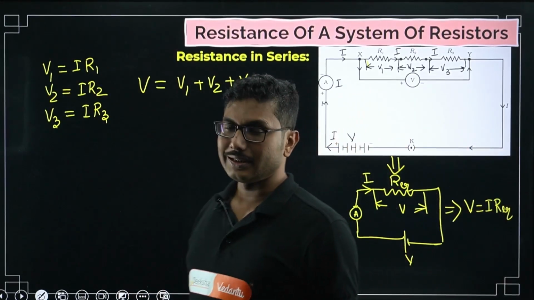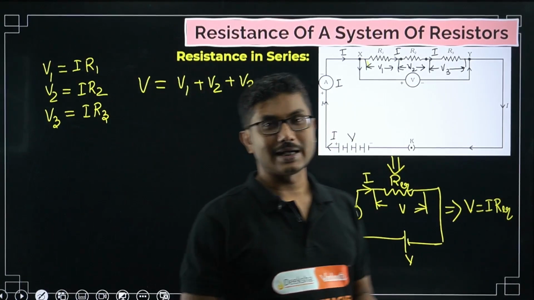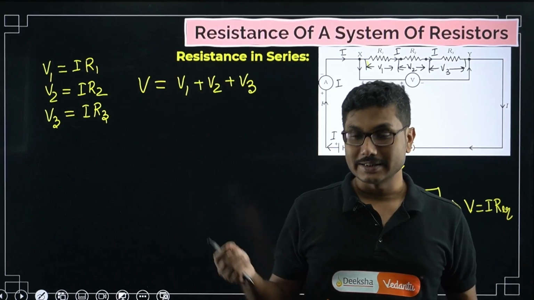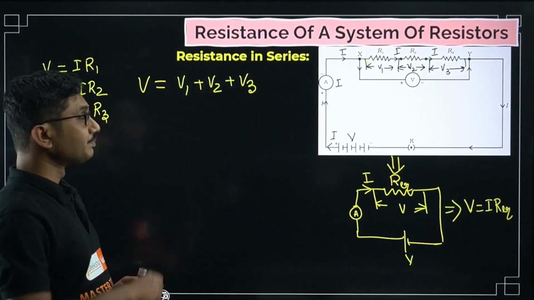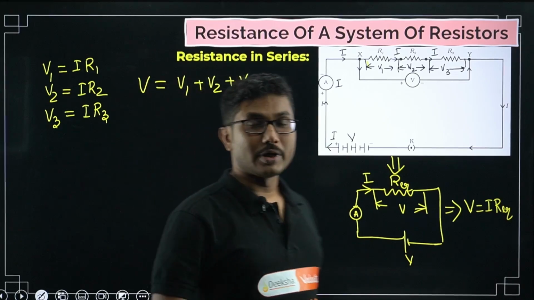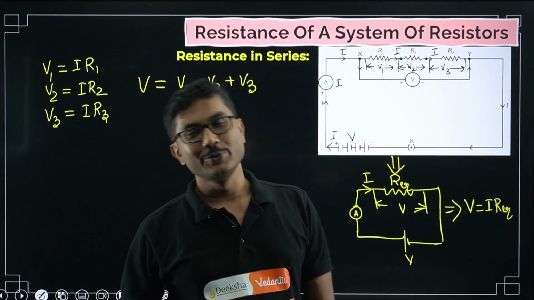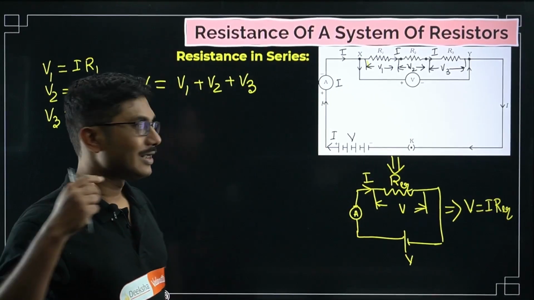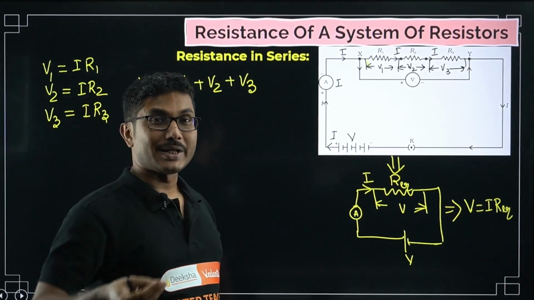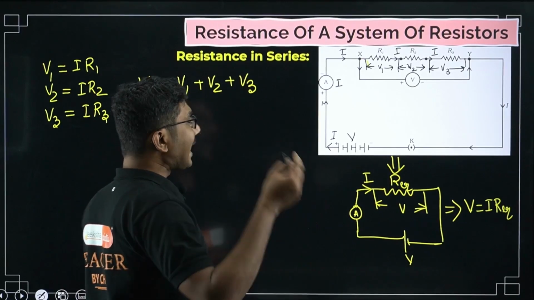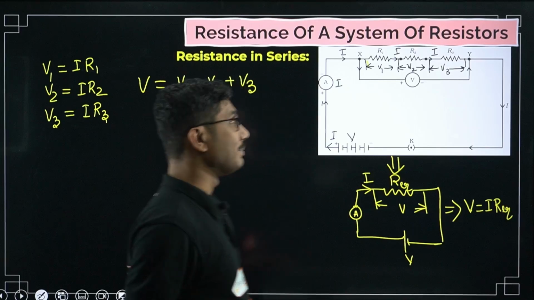Not only in this class, but in your PU2 as well. When you learn the chapter current electricity again in PU2, it is a very important chapter. For those from a CBSE background who may not know PU2, it is basically class 12. So in class 12 you will learn this concept again, and that time you will be solving much more complicated and difficult circuits, not super simple ones.